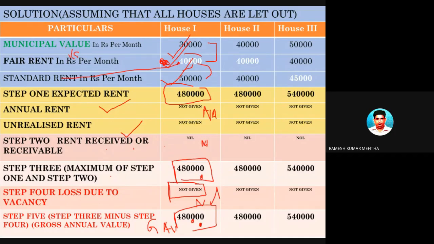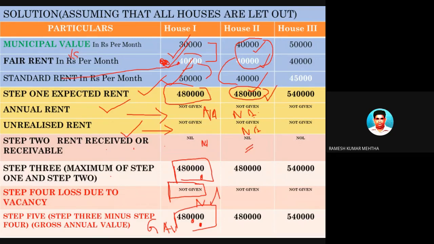Next one is house number two. 40,000 is the fair rent, 40,000 is the municipal valuation, 40,000 is the standard rent. Among the first two, whichever is highest is 40,000. Compare this 40,000 with the standard rent of 40,000, whichever is lower, and they are the same. So 4,80,000 is the expected rent. Annual rent is not given, and hence it is not available. Step one is over. Step two is actual rent at which it has been let out minus unrealized rent. This is not applicable. Hence, step two is nil.